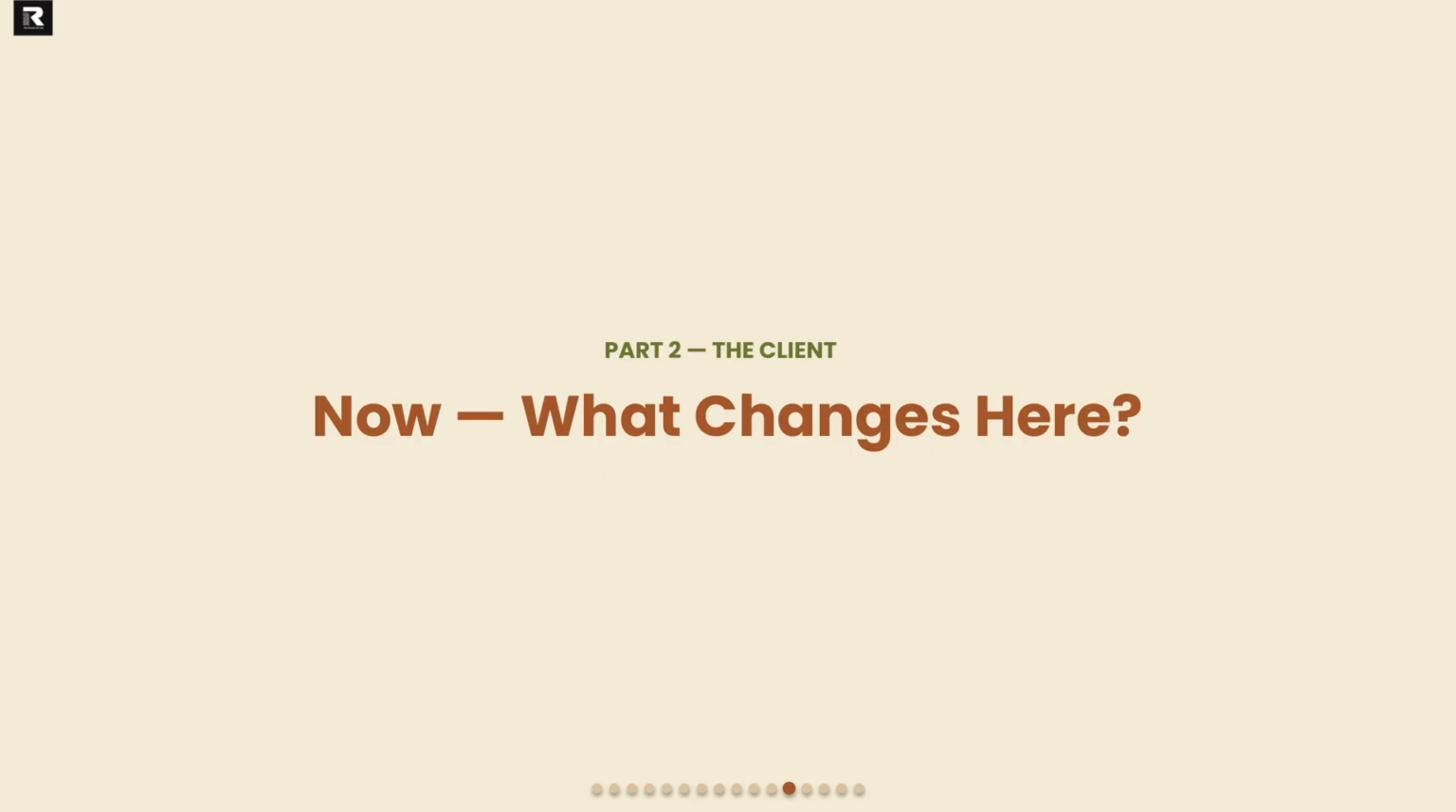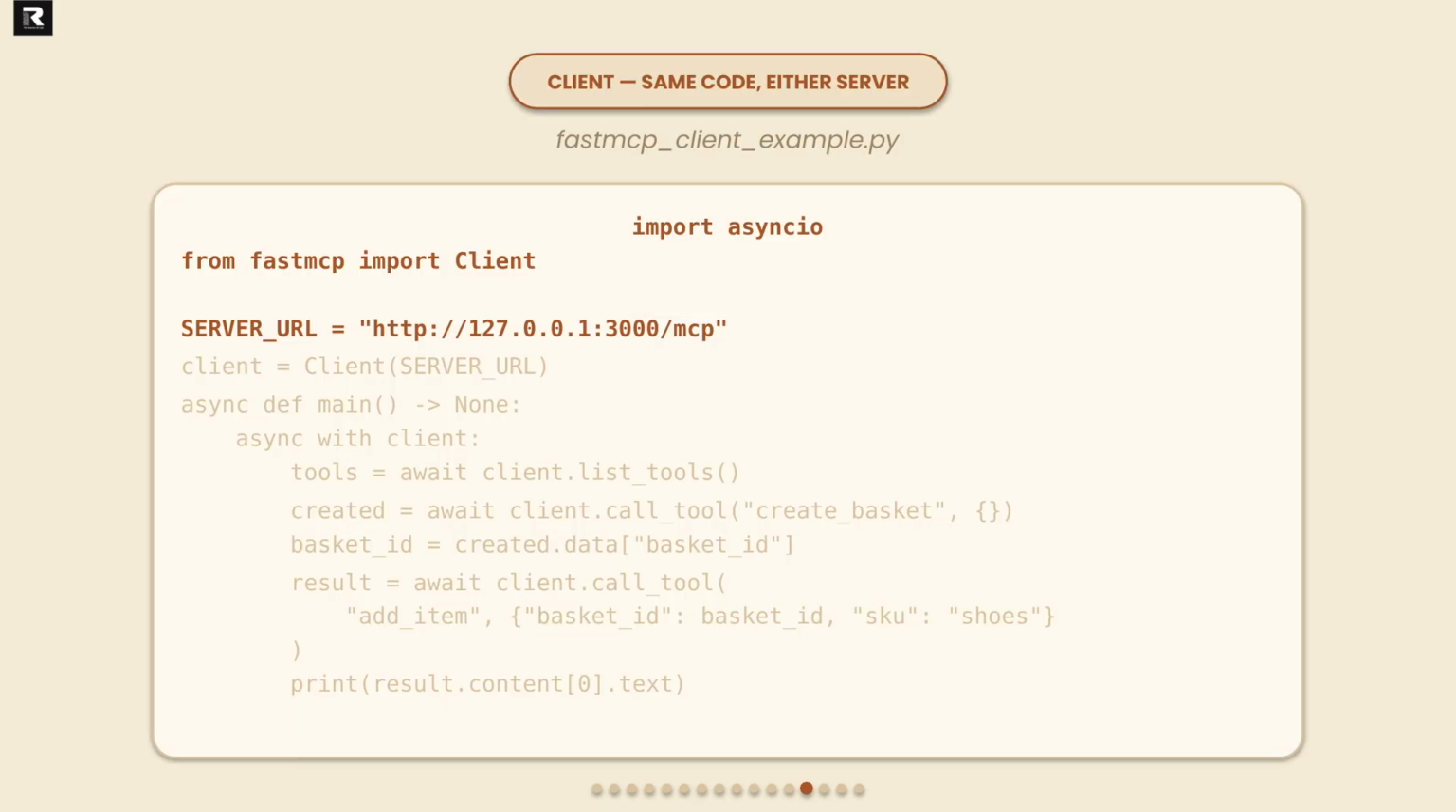This is the short part. Here's the client's imports. Notice, there's no stateless anything here. There's no import for it, because there's nothing to import. The client just takes a URL. It has no idea and no way to know whether the server on the other end is stateful or stateless.